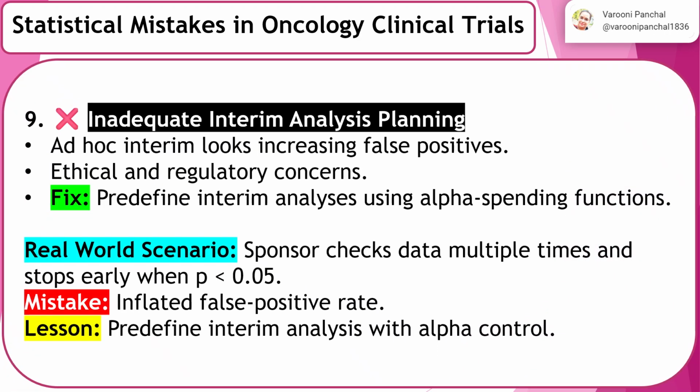Number 9 is inadequate interim analysis planning. Ad hoc interim looks increase false positives, which raises ethical and regulatory concerns. You can fix this with predefined interim analysis using alpha spending functions. Say, for example, the sponsor checks data multiple times and stops early when the p-value is less than 0.05. The mistake here is an inflated false positive rate. So the lesson here is predefined interim analysis with alpha control.